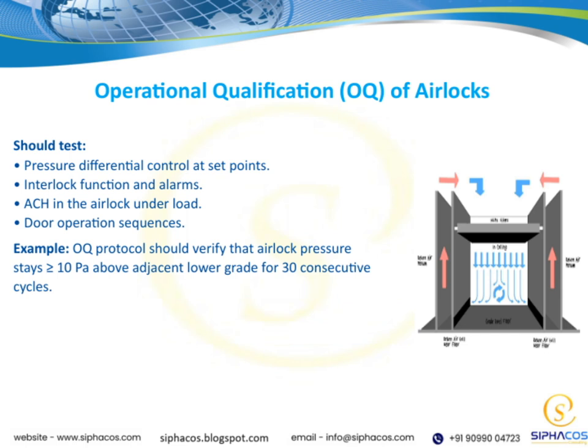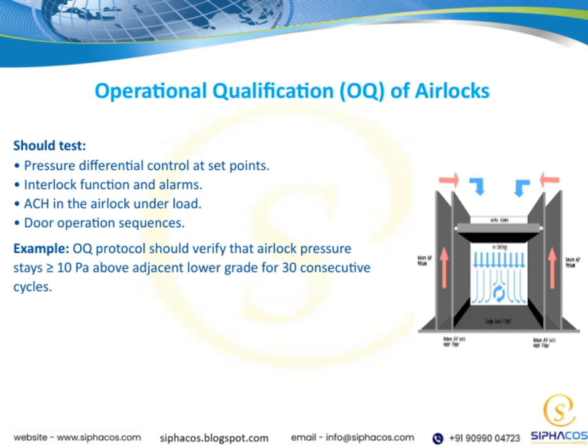We also have to measure the air changes per hour, or ACH, in the airlock when it's under load. This helps confirm that the air exchange rate is sufficient to maintain environmental integrity during operation. Finally, the door operation sequences should be thoroughly tested. That involves verifying that doors open and close in the correct order, preventing any accidental breaches of pressure or contamination.